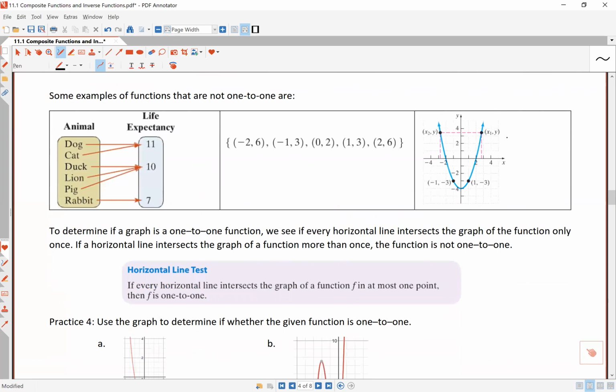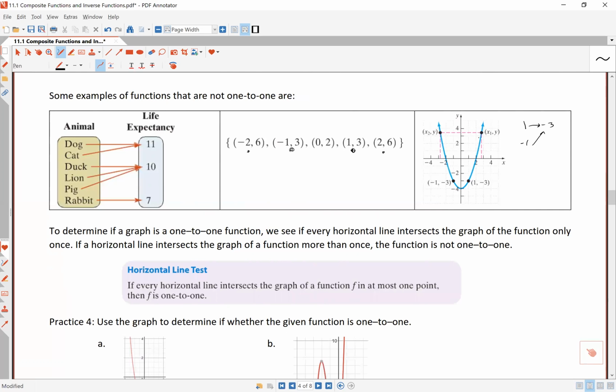Some examples of functions that are not one-to-one: when you have dog and cat going to the same life expectancy, or -1 going to 3 along with 1 going to 3, or -2 going to 6 along with 2 going to 6. Even our simple parabolas, 1 goes to -3 and -1 also goes to -3. These aren't one-to-one functions as well.